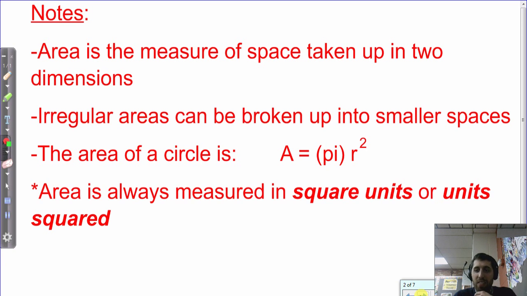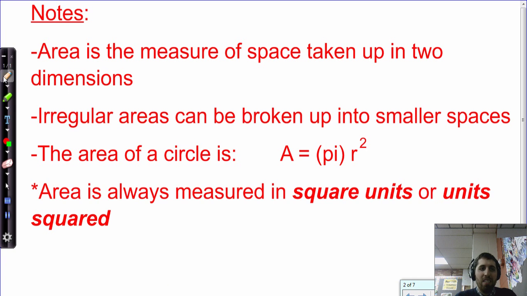Again, I want to give you the area of a circle because we will use some circular figures, and so the area of a circle is equal to pi times the radius squared. Again, the radius is the distance from the center of a circle to the outside of the circle. And then the final note is that area is always measured in square units or in units squared.